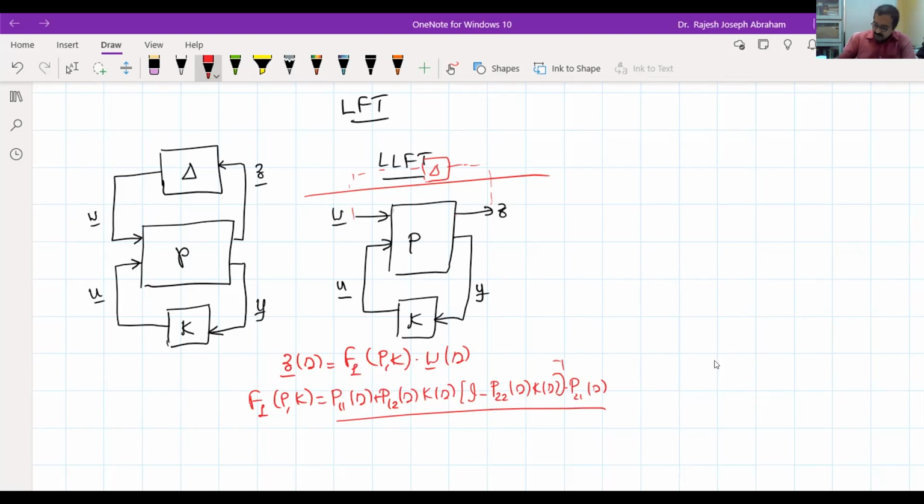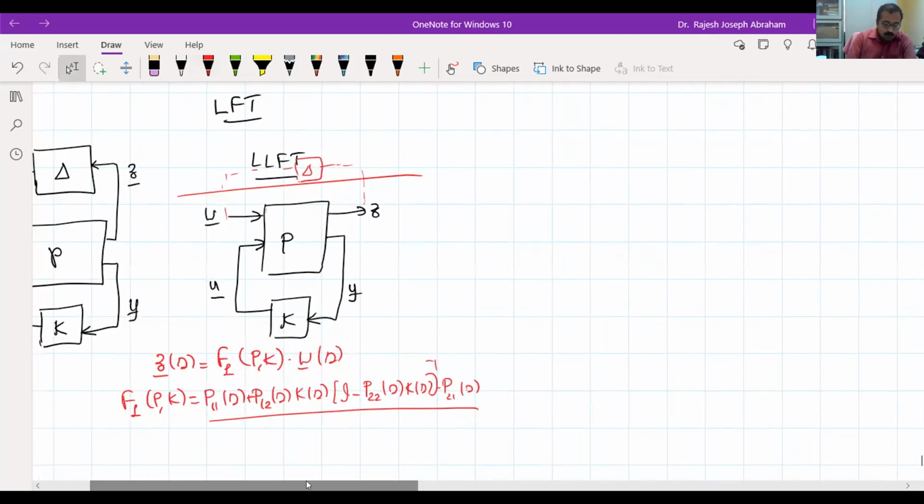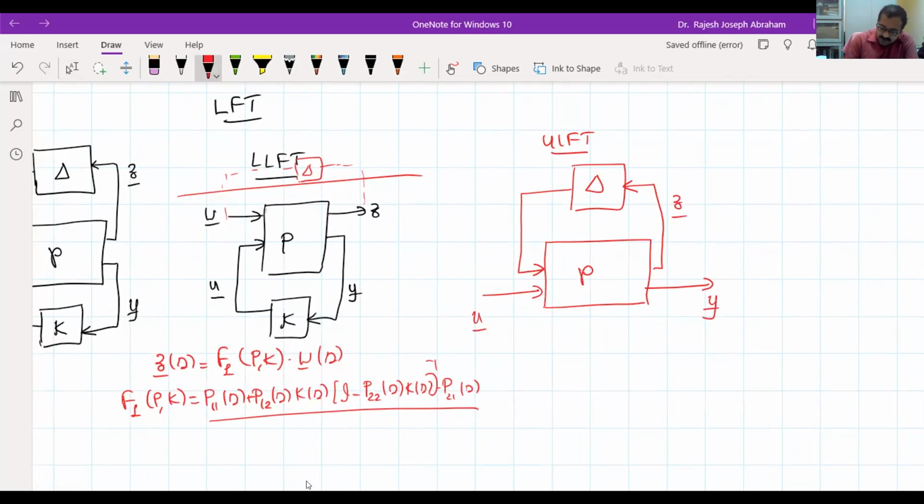Now we will consider the ULFT, the upper linear fractional transformation. In the upper linear fractional transformation, we are considering the nominal plant and the perturbation block. So here we have the separate block delta, and here we have the nominal plant P. This is the measured output Y, this is the control input U, this is the regulated output Z, and this is the exogenous input W.